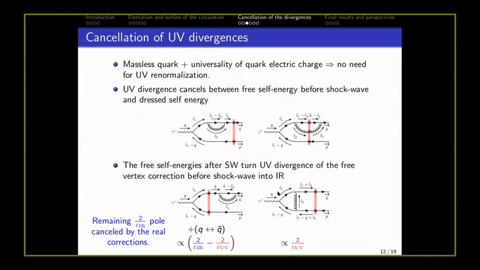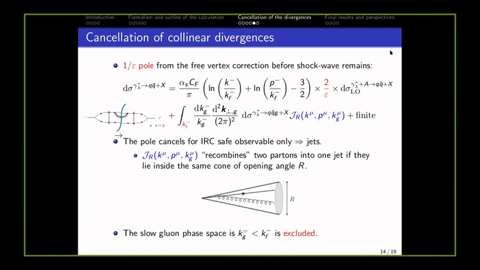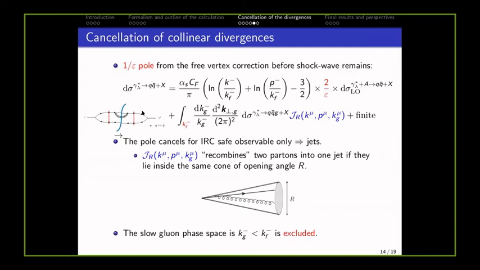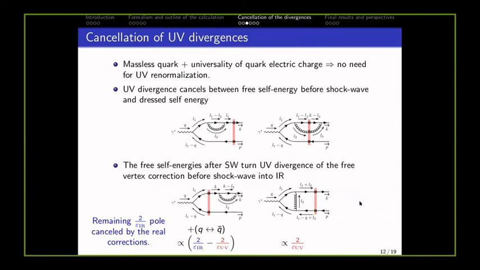Now in the real contribution, this is the amplitude, this is the complex conjugate amplitude, and we integrate over the gluon. When the gluon is inside the jet phase space, meaning that it is inside the cone around the quark here, we also get in dimensional regularization a pole, and this pole has a factor which is exactly minus the factor in front of the pole of the vertex correction. In terms of color structure, at the cross-section level, this contribution and this contribution times the leading order amplitude have the same color structure. So it's natural to combine them together.